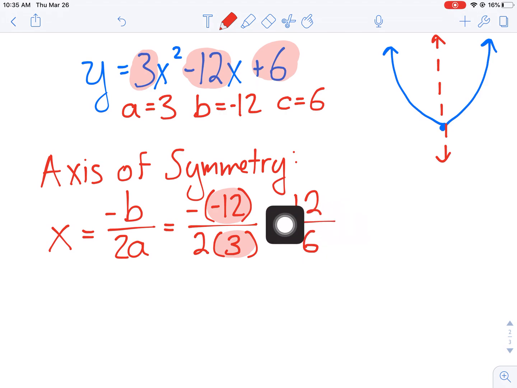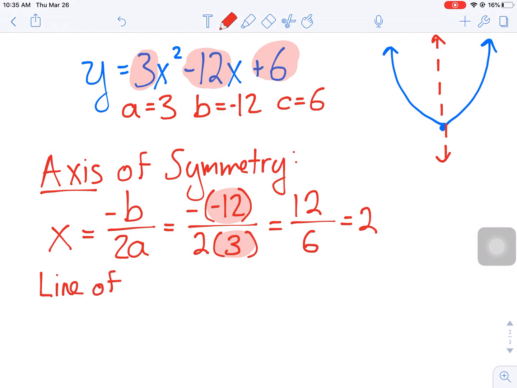And remember this line here in the middle that divides the 12 and 6 means division. So we're going to do 12 divided by 6, which is 2. So our axis of symmetry, also known as our line of symmetry, is x equals 2.